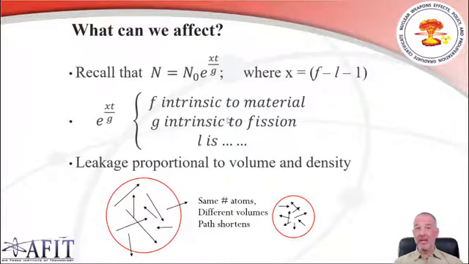The other way is to take material and make it more dense than it normally is, so that there are more nuclei per unit volume and the neutrons have a much higher probability of seeing a nucleus and causing it to undergo fission. So those are the two things we can really change: the volume size and the volume density.